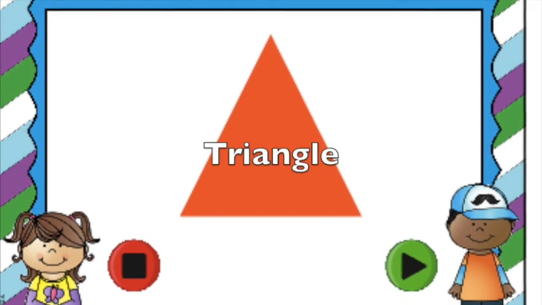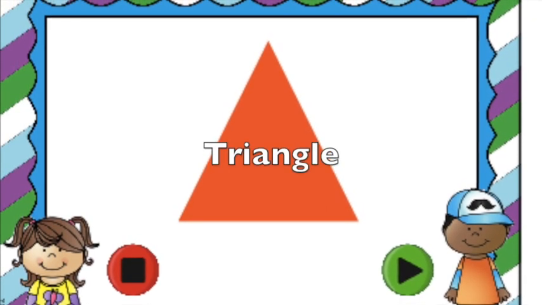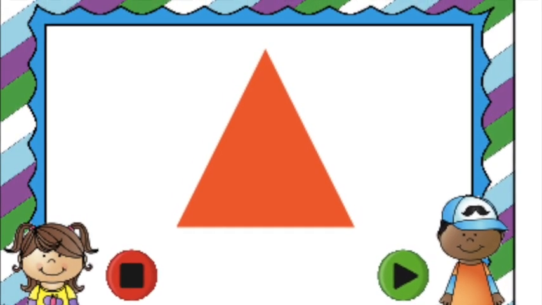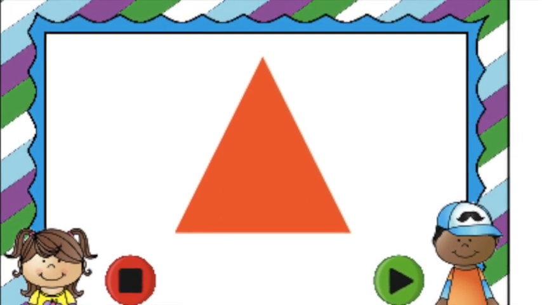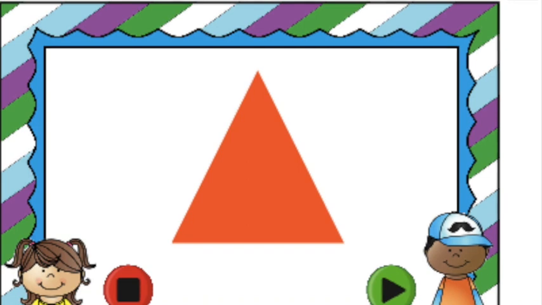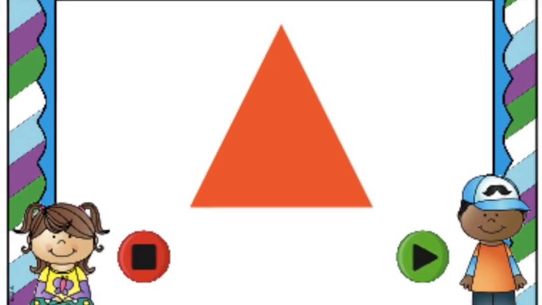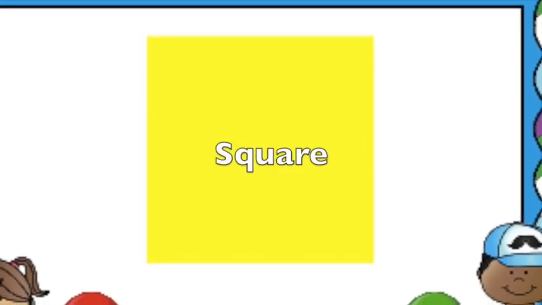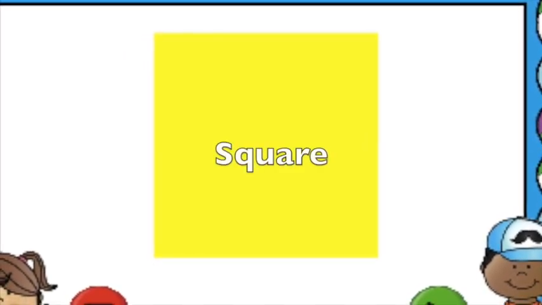Our next shape is the triangle. How many sides does a triangle have? 3. That means it has how many vertices? 3. Our next shape is a square. A square has 4 sides. So how many vertices does it have? 4.